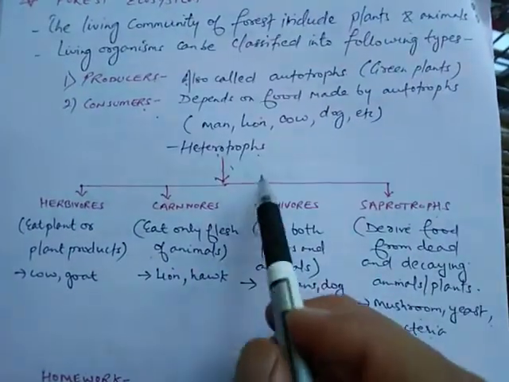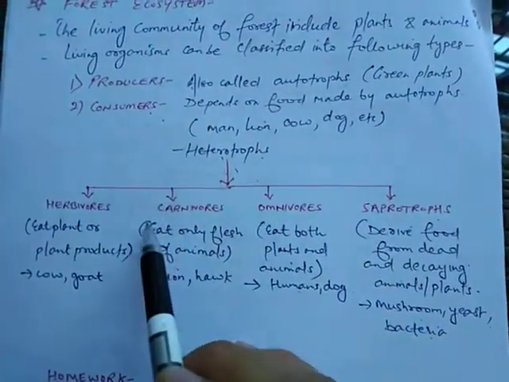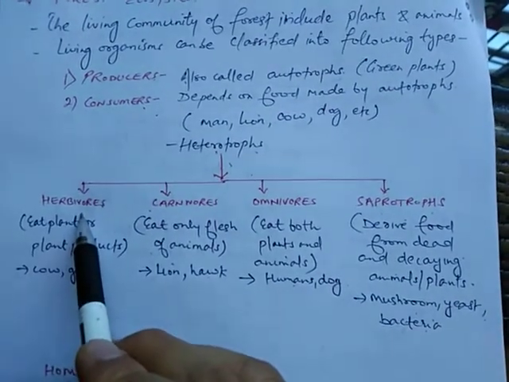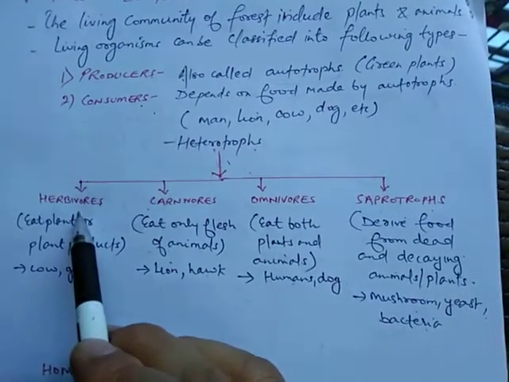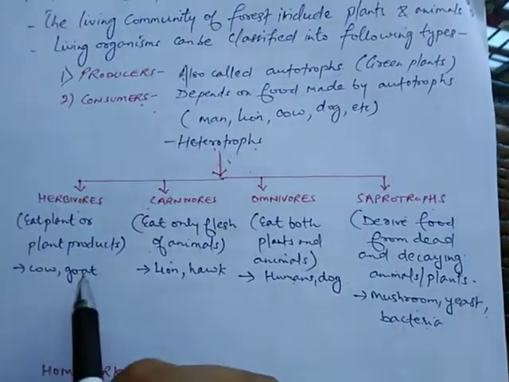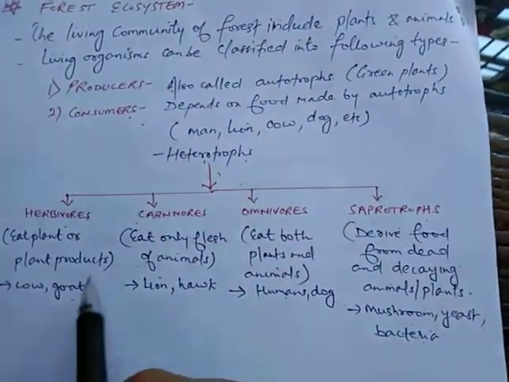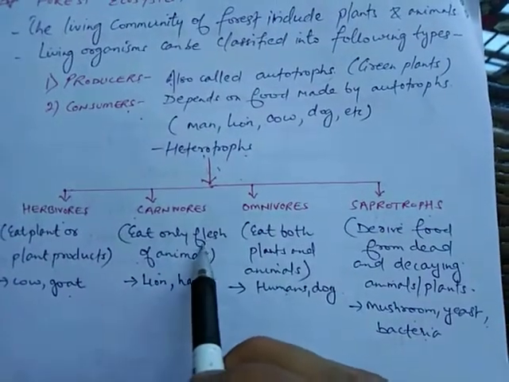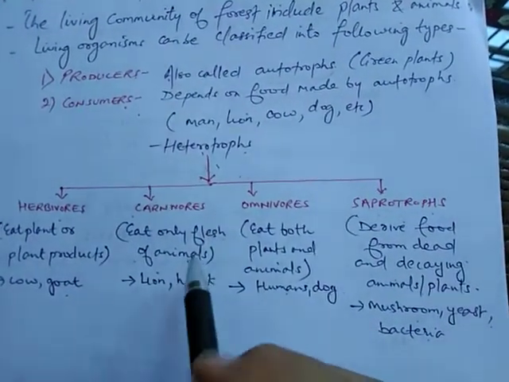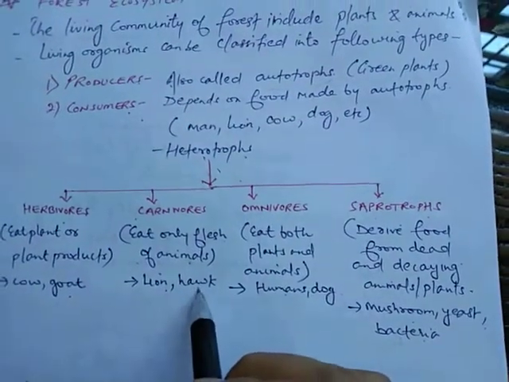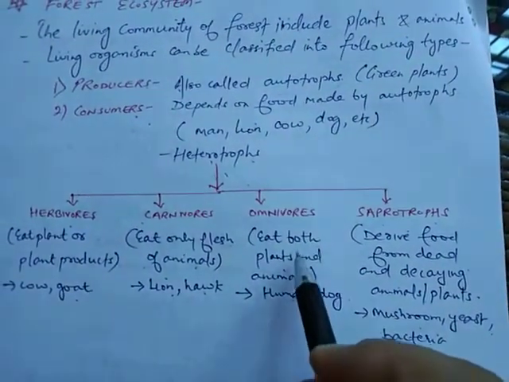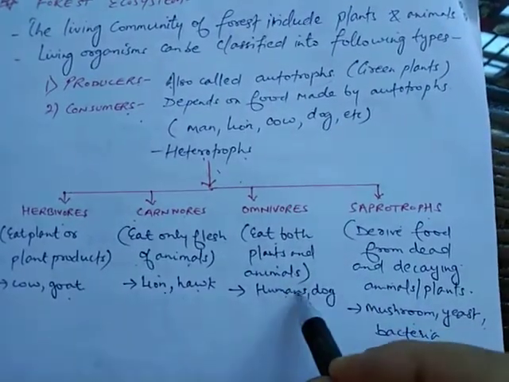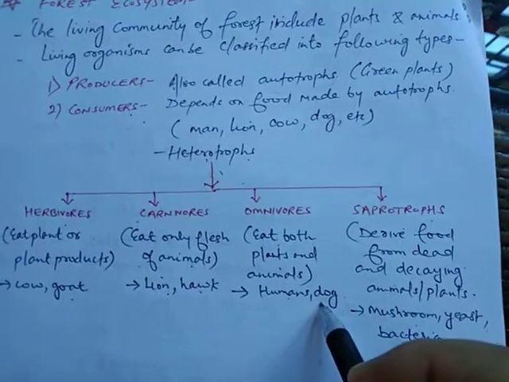And further these heterotrophs are divided into four types. You can see here herbivores. These are the animals which eat only plants or their products. For example, cow, goat. Carnivores eat only flesh of animals. Example, lion and hawk. Omnivores, what do they do? They eat both plants and animals. Like human beings, dogs, bear, bhalu.